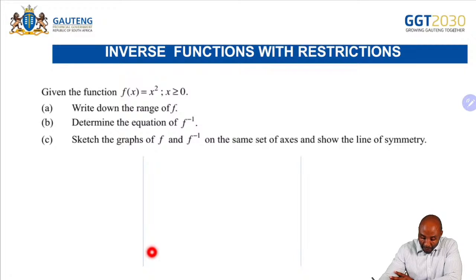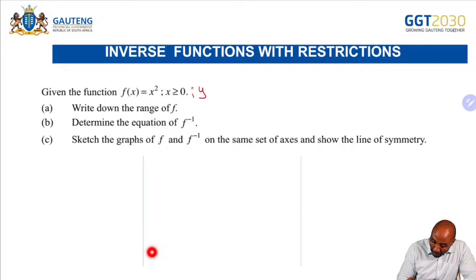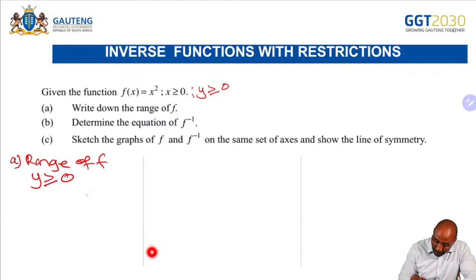We are given that f of x is equal to x squared, x greater than or equal to 0. We are supposed to write down the range of f, the original function. You are able to see that if our x is greater than or equal to 0, our y is also greater than or equal to 0. So I will answer A: the range of f is y greater than or equal to 0. I've answered that one.